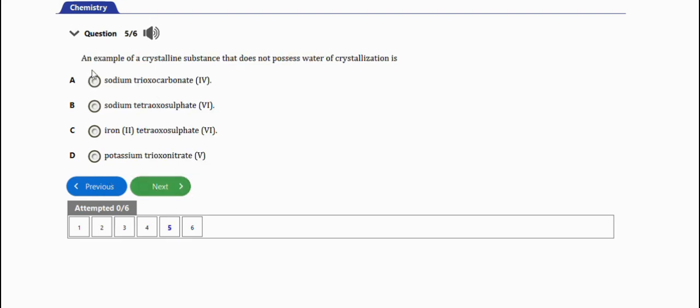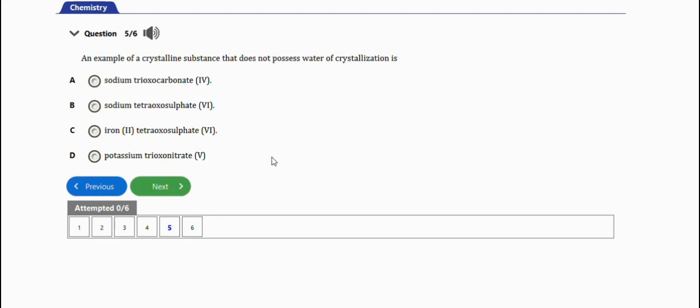It says an example of a crystalline substance that does not possess water of crystallization is: we have sodium trioxocarbonate(IV), sodium tetraoxosulfate(VI), we have iron(II) tetraoxosulfate(VI), we have potassium trioxonitrate(V). So the right option will be option A, which is sodium trioxocarbonate(IV). Okay, so that's the right option on this question.